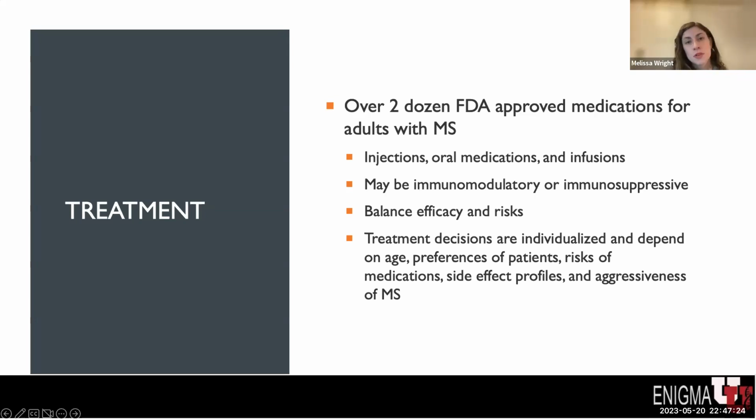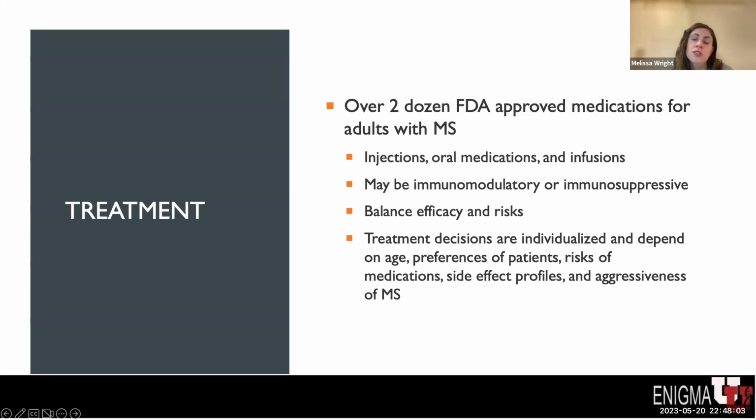These medications that are immunosuppressive tend to be more efficacious in the treatment of multiple sclerosis, but they come with additional risks and side effects, given the fact that they are immunosuppressive. So when we discuss starting disease-modifying therapy with patients, we discuss with them that we have to balance efficacy of a medication with the risks involved. These treatment decisions are very individualized, and we approach each patient as a unique case in terms of how we decide which medication to start.